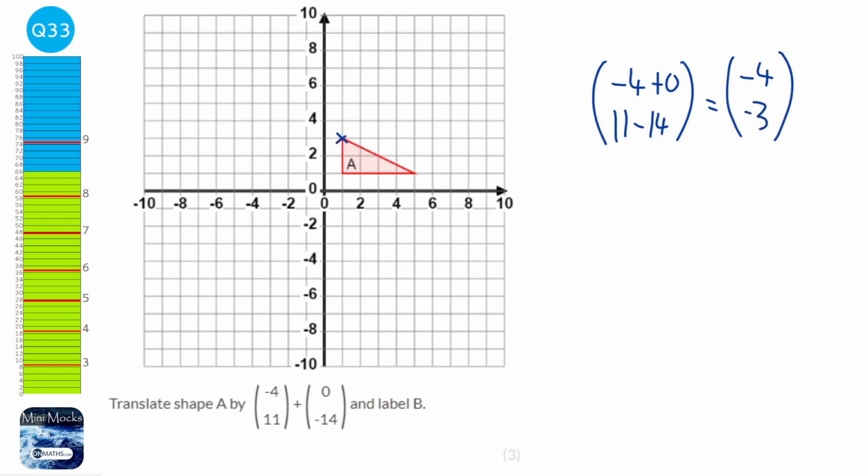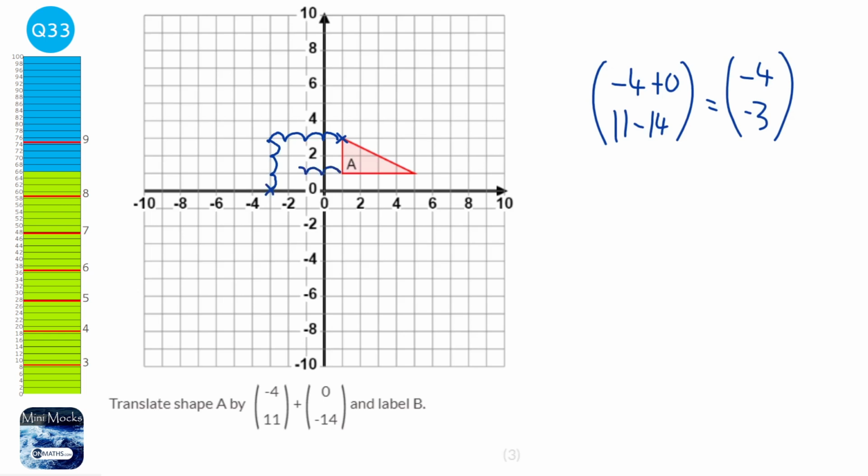Then I'm going to pick a point on my shape, and the top number tells us how far right we're going. So we know we're going 4 to the left because it's obviously a negative. So we're going to go 1, 2, 3, 4. The bottom one tells us how far up we're going. Well, it's going to be down because it's a -3. So 1, 2, 3. And we can do that for each of the other points.